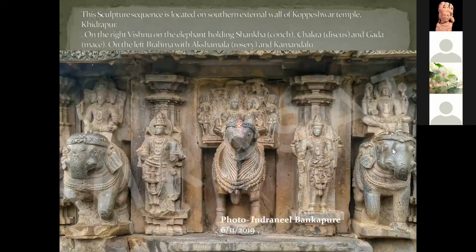Apart from that, I also found one sculpture of Vishnu riding on an elephant. I think this is the one and only sculpture that I have come across. Probably there must be more. If I search and find out, or if anybody of you have seen it, please let me know. So here, this is from Kopeshwara temple, Khidrapur, in Maharashtra. You can see Vishnu here on the right riding on an elephant, and Shiva Parvati on a bull, and Brahma riding on the Airavata.